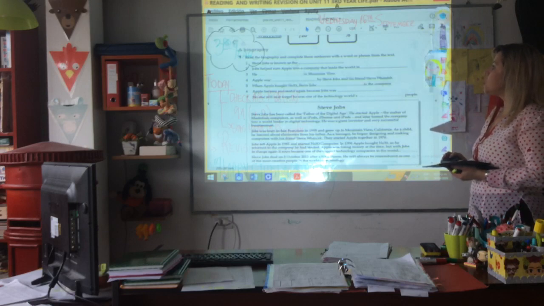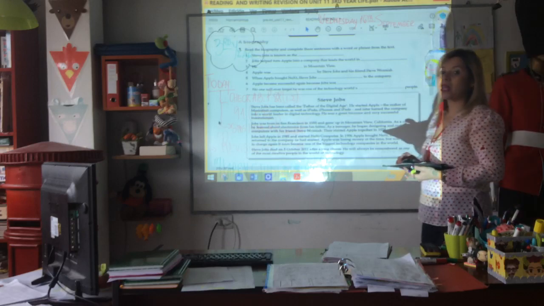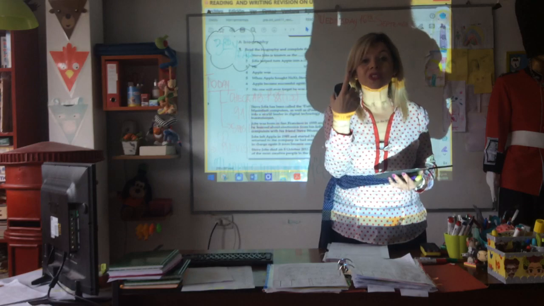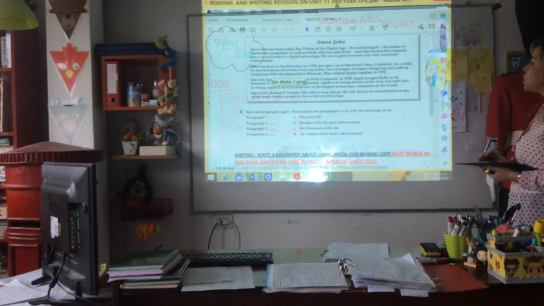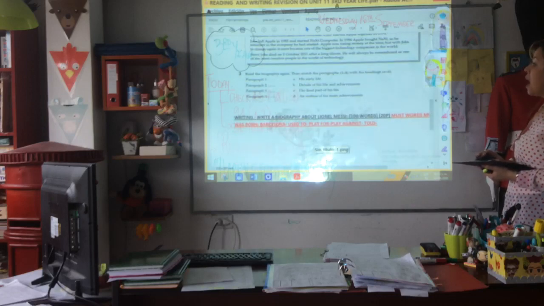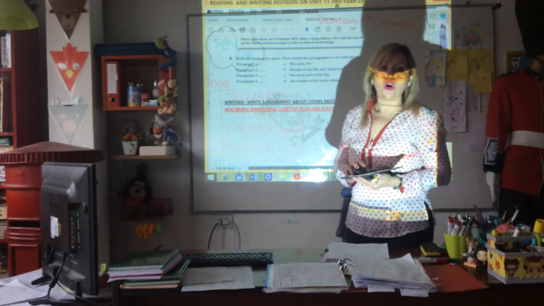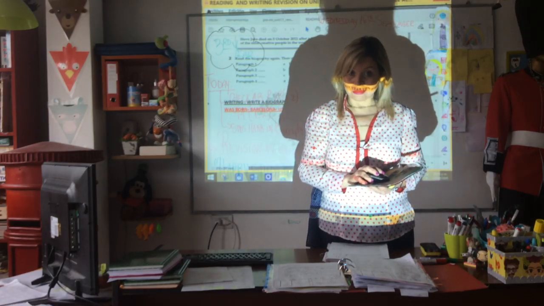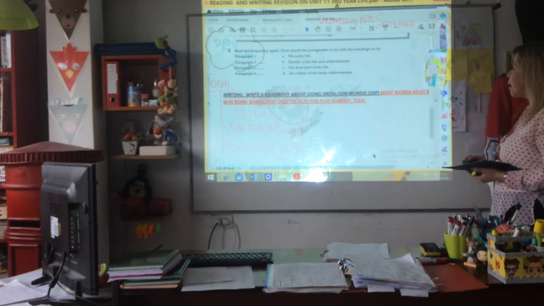Steve Jobs is known as the... yes, okay, so you have to complete with one word or a phrase. Is it clear? Right. Number 2, read the biography again and you have to match the paragraphs with the headings, con los títulos, atención ahí. And then you have to write a biography about Lionel Messi. No necesito que copien una biografía de internet. Is it clear? Necesito que la hagan ustedes. Is it clear? Right. 100 palabras, ¿eh?